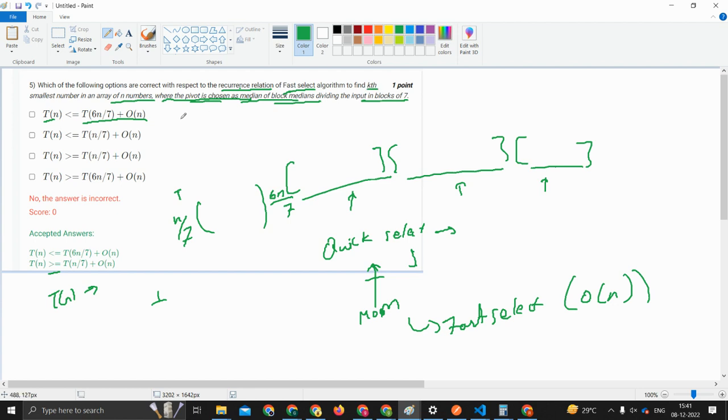That's not what the time taken will be. Time taken to find the kth smallest number. It's not the time taken for the median, it's the kth smallest number. Correct. So this O(n) is the time taken to find the median. Right. And also, to combine it.